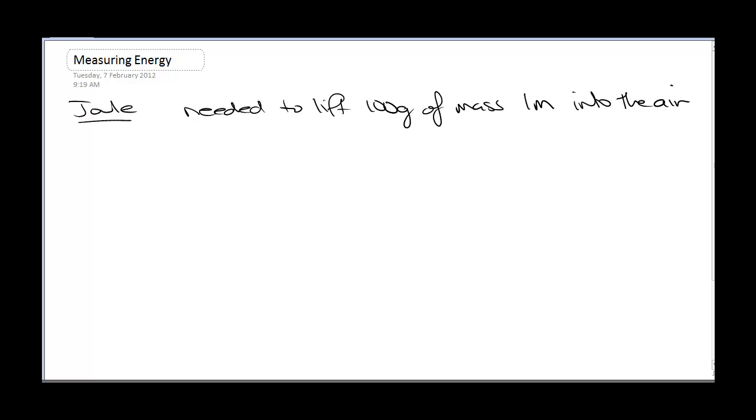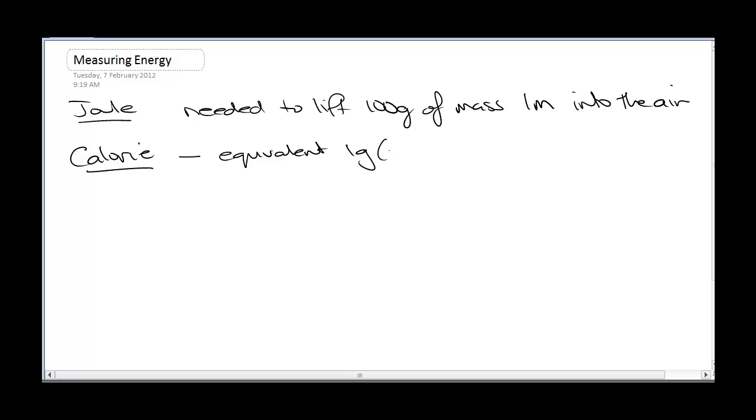Before the unit joule was developed, and sometimes today you'll still see this unit, there was a unit of energy called a calorie. And 1 calorie was the equivalent of raising 1 gram, which actually happens to be 1 milliliter of water, by a temperature of 1 degree Celsius. We don't use calories anymore because it's an older unit and we have gone metric.